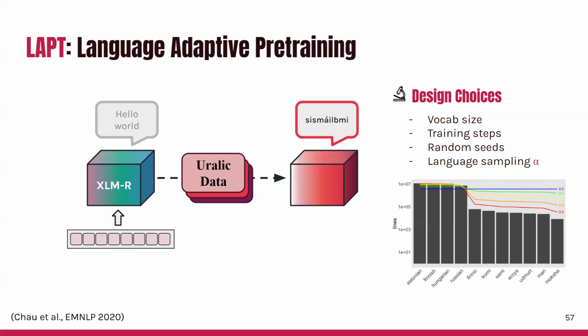So a language sampling alpha of 0 would sample from all the languages equally, regardless of the amount of data we have for that language. And a language sampling alpha of 1 would just sample from the data distribution directly.